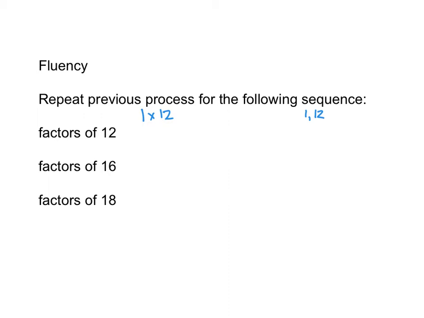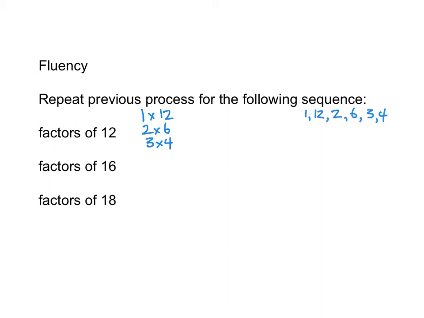How about 2? Can we multiply 2 times anything to equal 12? Well, we can. We can say 2 times 6 is equal to 12. So those come over here and are added to our factors. And we can also say that 3 times 4 is equal to 12. So those come over here. 4 times 3 is equal to 12, but we already have 4 and 3 over here. And 6 times 2 is equal to 12, but we've already got those listed as our factors. So we won't list them again.